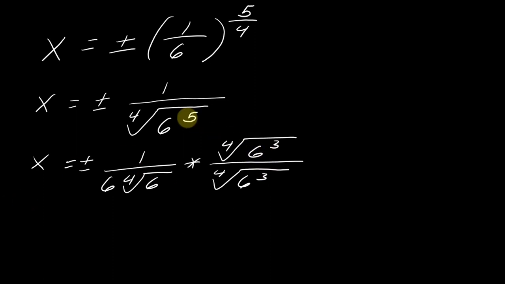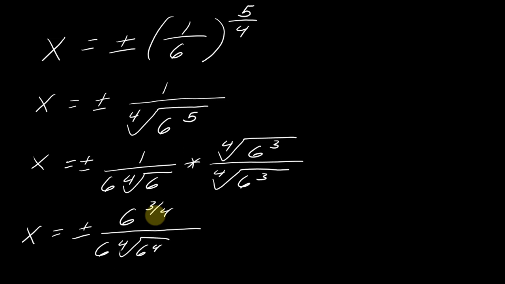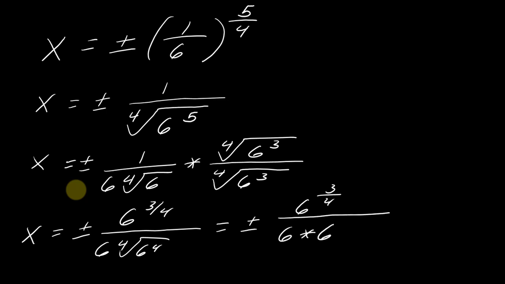So now if I work all this out, this becomes plus or minus. So this I could rewrite as 6 to the 3/4. So I just rewrote this top part as 6 to the 3/4. And then the bottom becomes 6 times the fourth root of 6 to the 4th. Now in doing this, the fourth root will cancel this out. So now I'm going to continue on over here. This will be plus or minus 6 to the 3/4 over 6 times 6, which is plus or minus 6 to the 3/4 over 36.